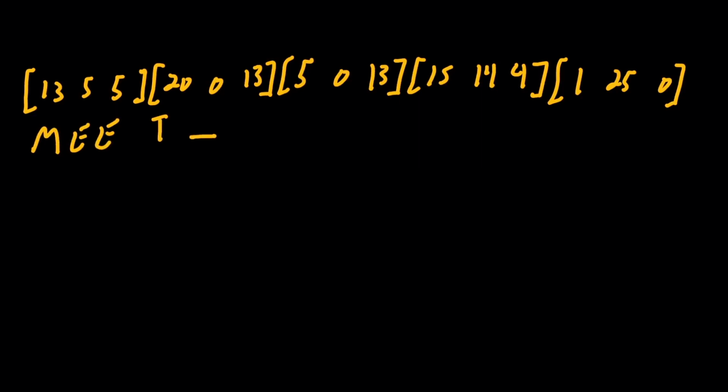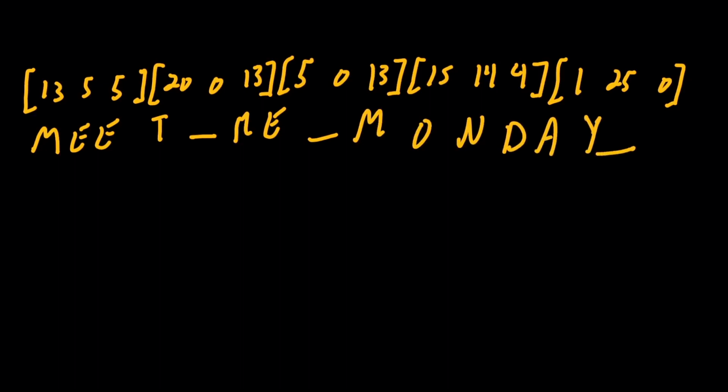MEET underscore, ME underscore, MONDAY underscore. And there you have it. You now have a secret message telling you when to meet someone somewhere. Of course, this methodology has multiple applications, and right now we are starting off simple.